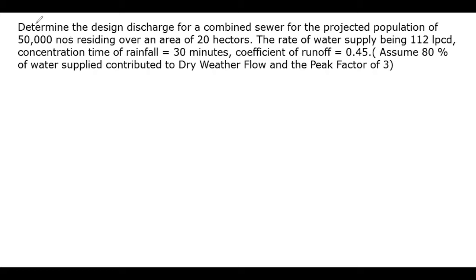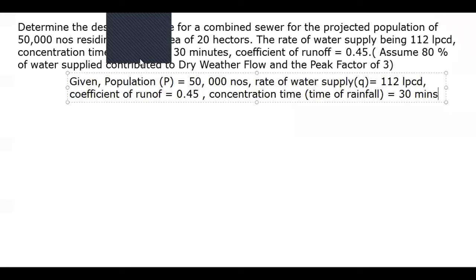Coefficient of runoff equals 0.45. Assume 80% of water supply contributed to dry weather flow and the peak factor of 3. So this is our problem and we need to determine the discharge in the combined sewer. Now friends, we will write the given things in the question.